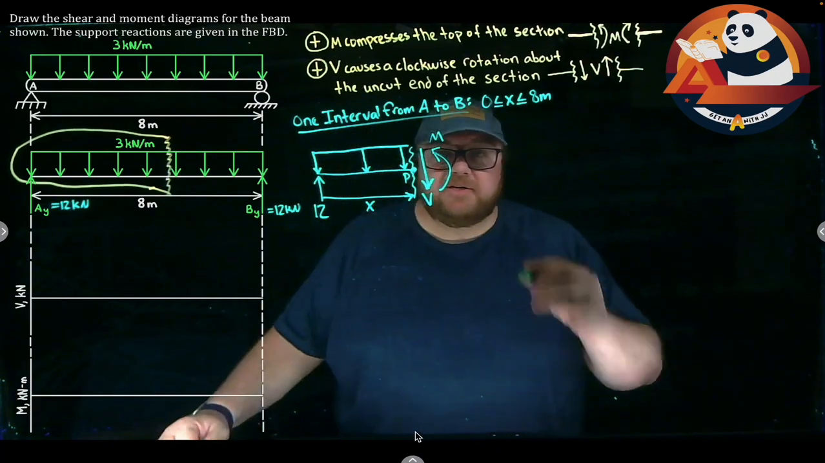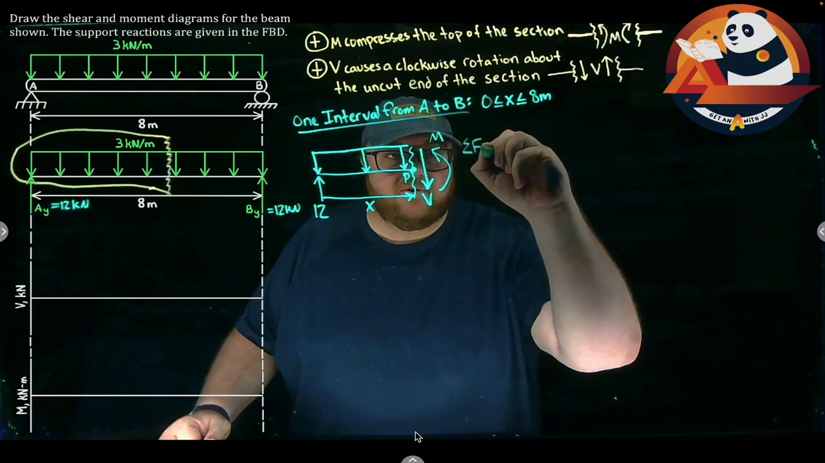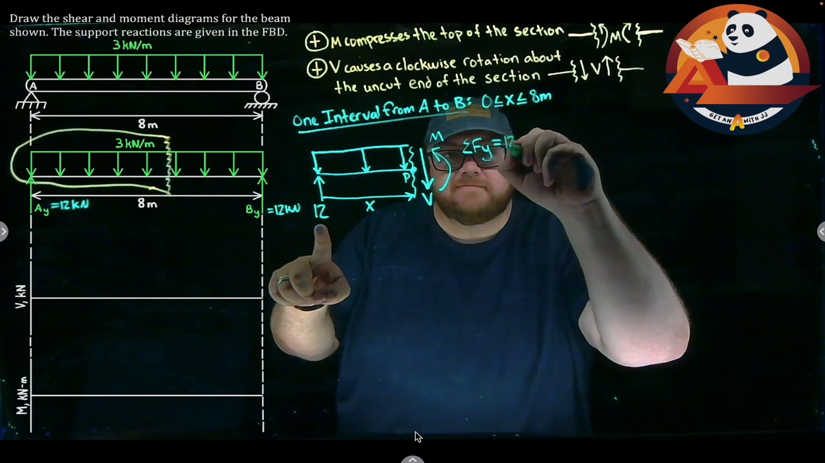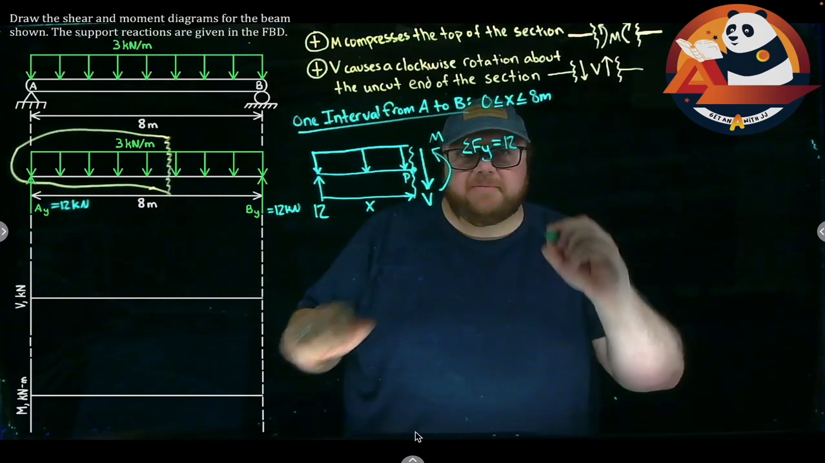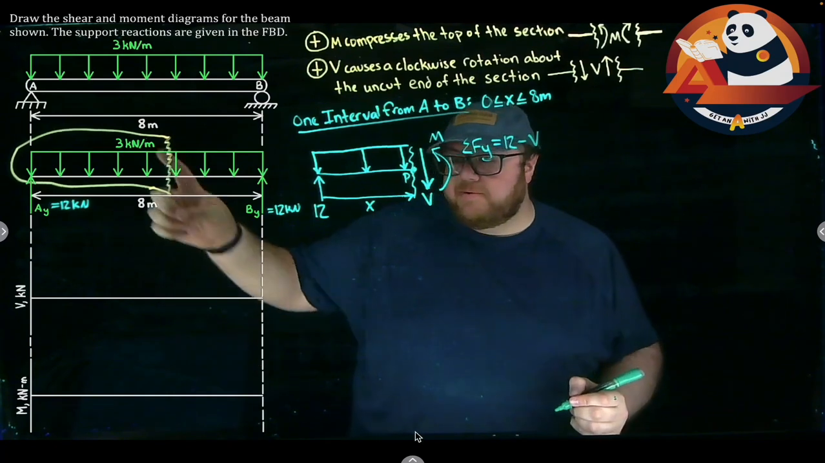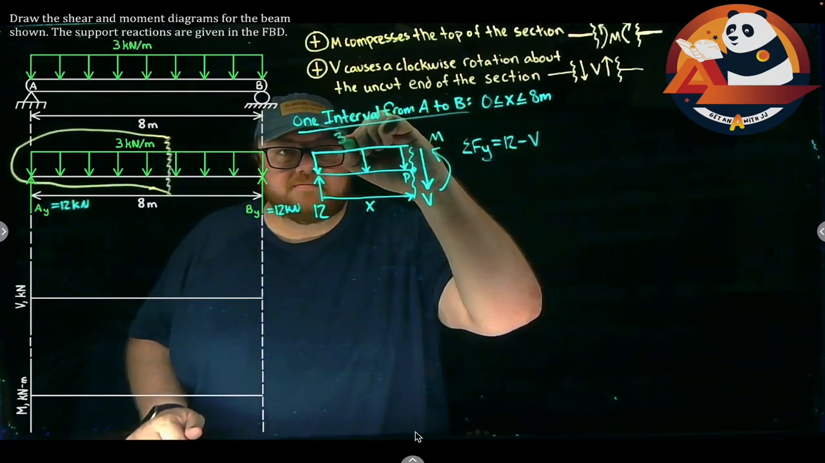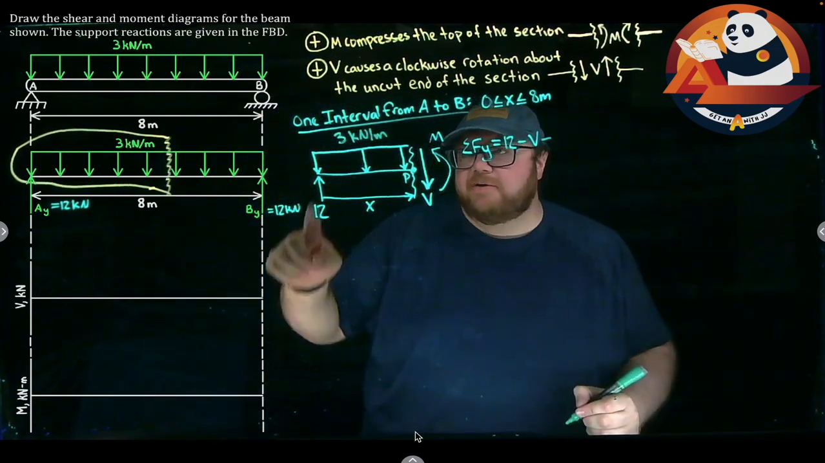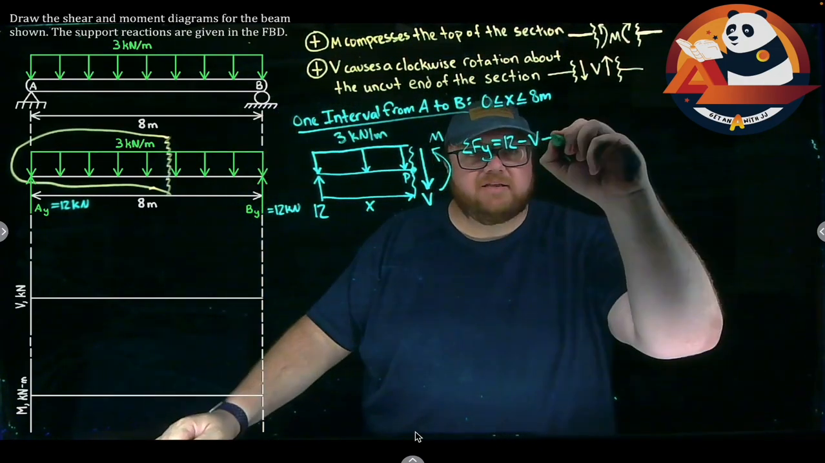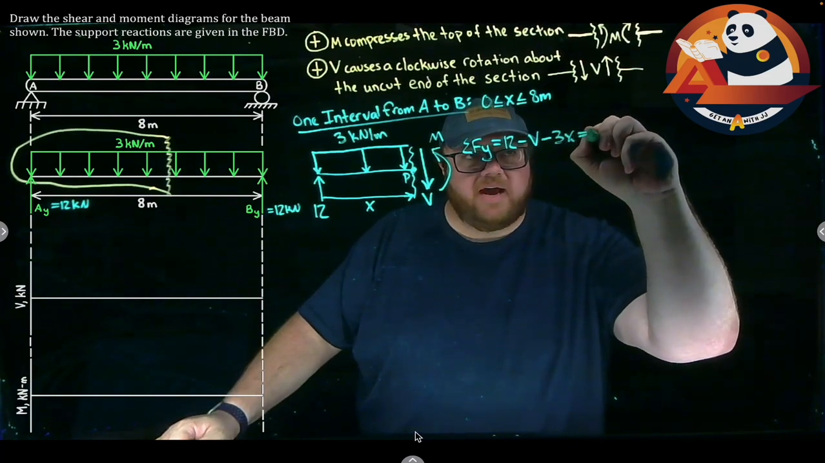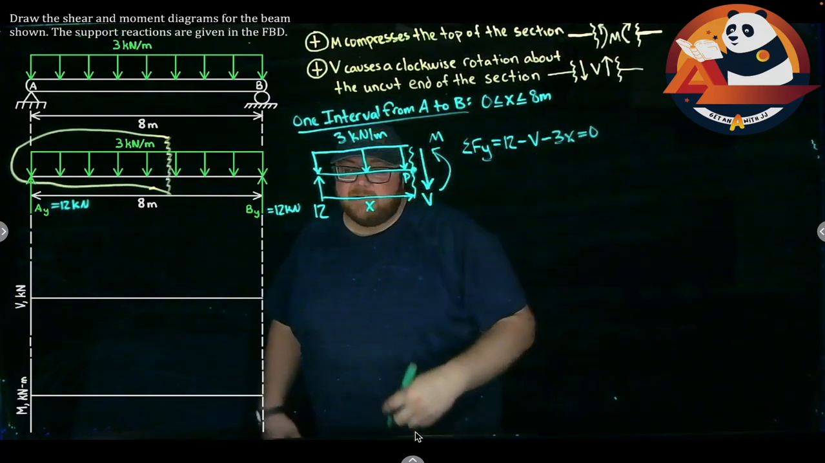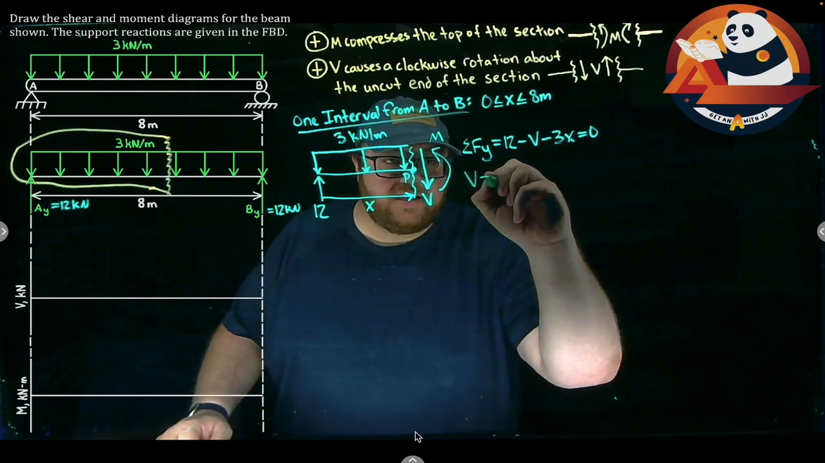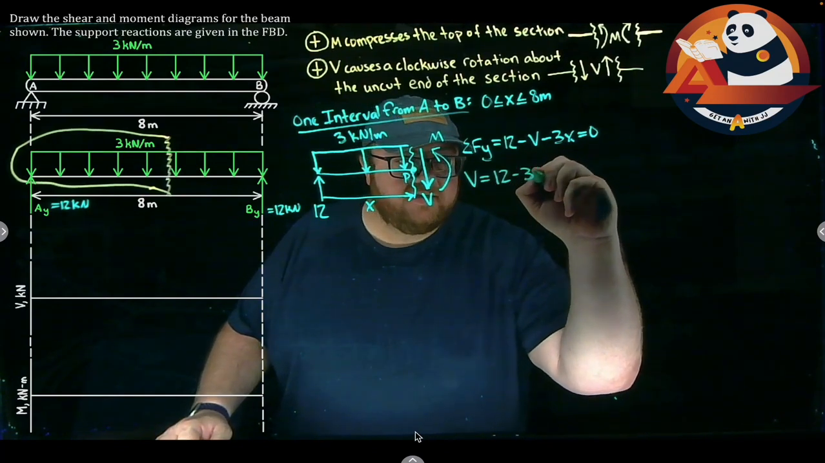I can apply equilibrium to do that. So let's start with summing forces in the Y direction. I have 12 going up. I have my shear coming down, minus V, and that distributed load that was 3 kilonewtons per meter also coming down. So minus the area of the distributed load. My base is X, my height is 3, minus 3x equals 0. And I can solve that for my shear. V equals 12 minus 3x.